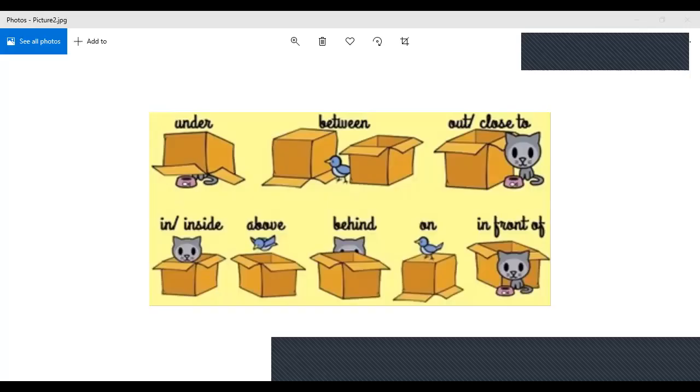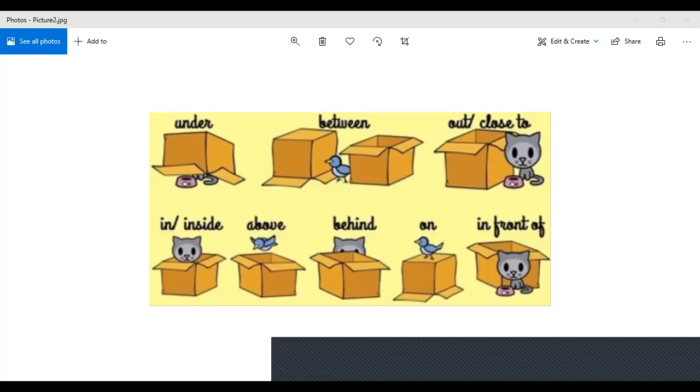Okay, look at this picture. The first one is under. Okay, there is this mouse and the mouse is under this box, right? So the word under is also used to tell the position of something, right?